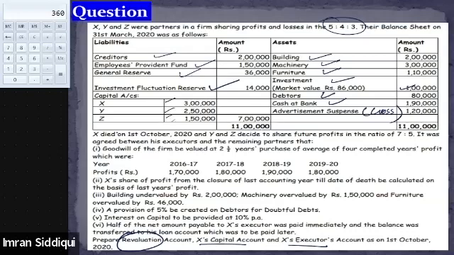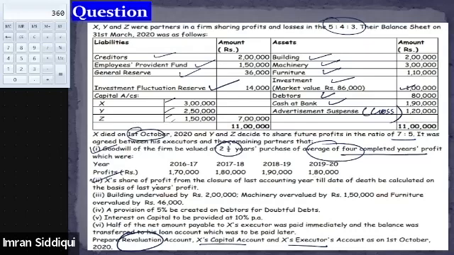Then it says X died on 1st of October 2020. Y and Z decided to share the profits in the ratio of 7:5. This time the new profit sharing ratio is given in the question. Earlier, in the previous questions, the new profit sharing ratio used to be not there. It was agreed between his executor and the remaining partners that goodwill of the firm be valued at 2.5 years' purchase of the average of 4 completed years of profit. The 4 years' profit is given to us for the year 2016-17. Profit is 170, then 180, 190, 1,80,000.